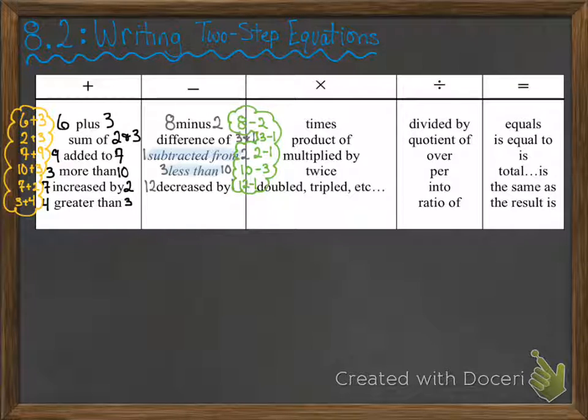All right. Multiplication, times, product of, multiply by, twice, double, triple. I'm also going to throw in quadruple here. Oh, I forgot to highlight those.